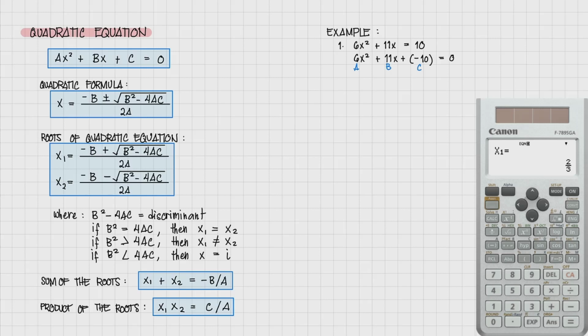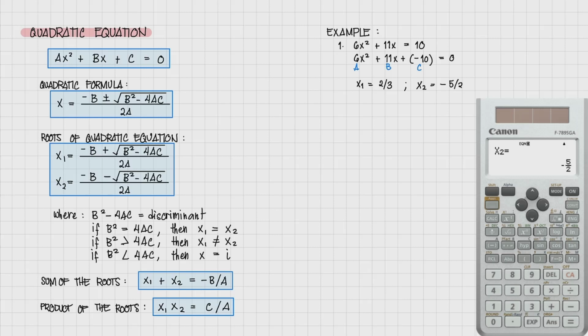X1 natin. So let's write that down. So you have X1 is equals to 2 over 3. And our X2 is equals to negative 5 over 2.